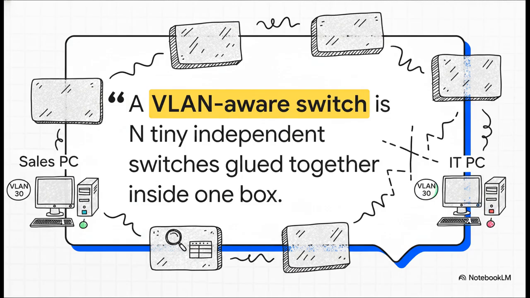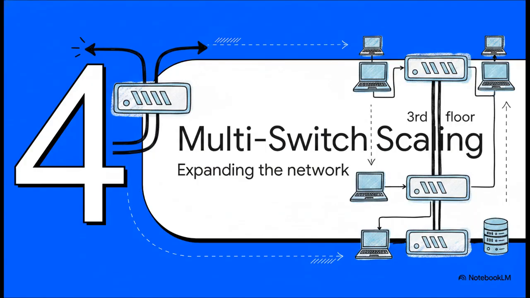the correct MAC address. If a sales PC in VLAN 30 tries to force a message directly to an IT PC, the switch looks in the VLAN 30 table, comes up empty, and just drops or floods it locally. The frame literally cannot cross over. All right, section 4, scaling across multiple switches.